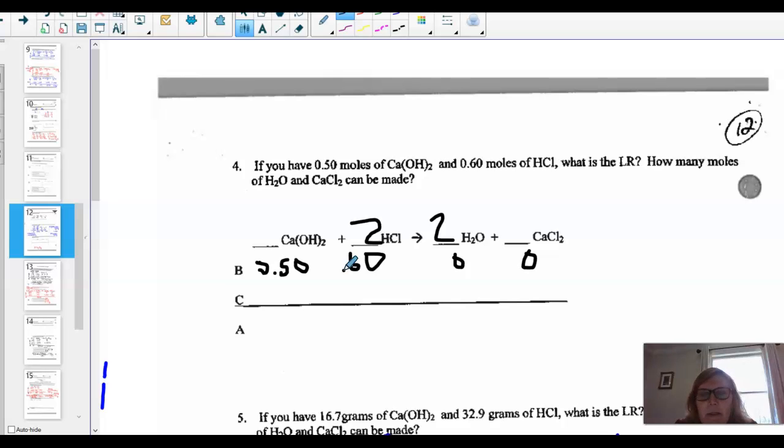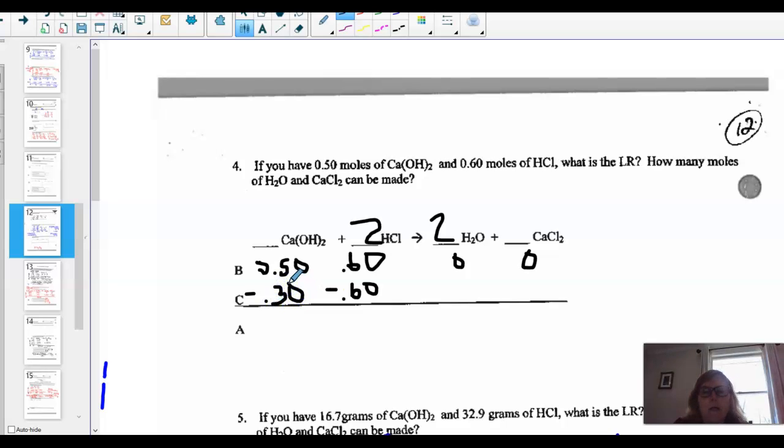Now you have to figure out which is going to be your limiting reactant. It's really just guess and check. I can look at this mathematically and see that HCl is going to be my limiting reactant, so I'm going to use it all, the 0.6. You take 0.6, divide it by 2, which is 0.3, and multiply by 1. So I'm going to use minus 0.3. That's how much of the calcium hydroxide I'm actually going to use.